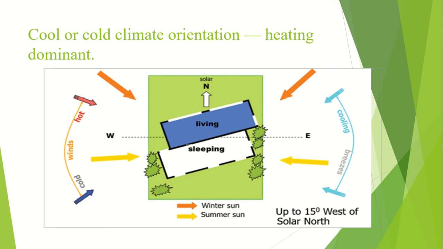Cool or cold climate orientation. Obviously, if the area of residence is cool or very cold, the orientation should be heating dominant. Heat should be maintained during the maximum hours of a day. In this figure, on the west side the cold wind from the west-south side comes and on the northwest side hot wind comes. So the living area should be located on the northern side. The sleeping area should be located on the southern side. Here, yellow arrows show the summer sun and orange arrows denote winter sun. In the northeast direction, cooling breeze flows, also in the southeast direction.